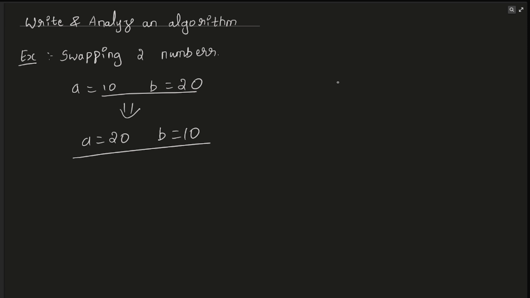What we can do is, we have 10 here and 20 here. We can just take this 10 and store it separately in some variable. Let's take C. Now, update this value to 20 and update this to 10. In that way, two variables will be swapped. Let me just write down that.